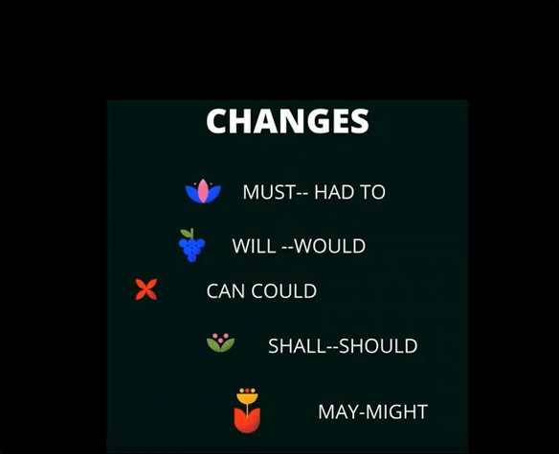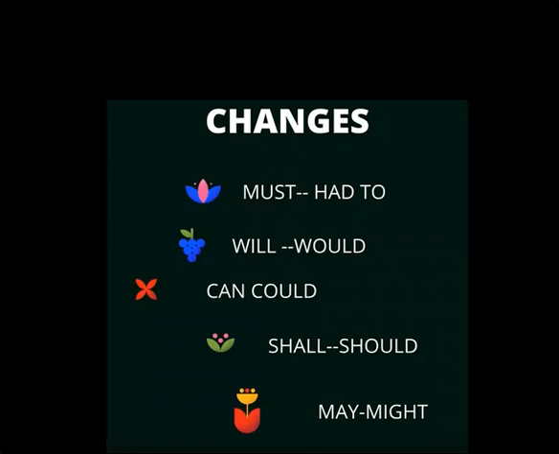Next, let's check some changes. Must changes into had to. If there is must in a direct speech sentence, while you are converting it into indirect speech, must changes into had to. Next, will changes into would. Will, would. Can changes into could. Shall changes into should. May to might. You have to keep these in your mind.